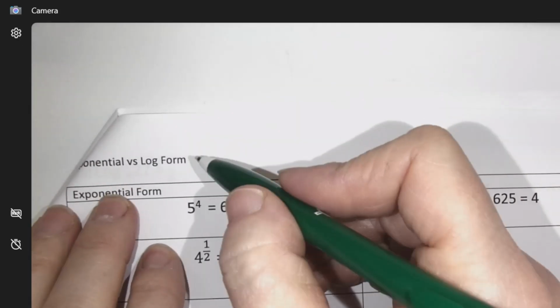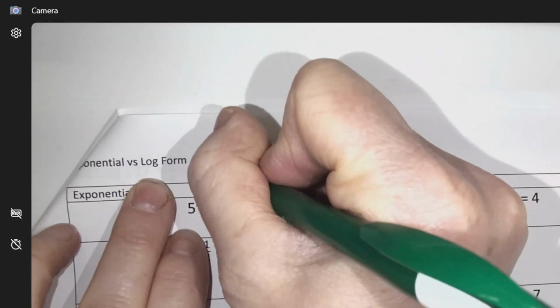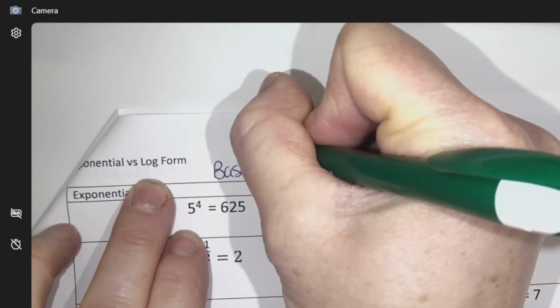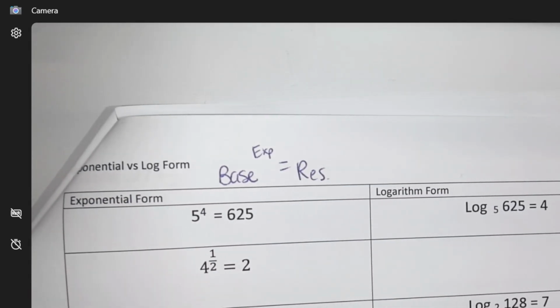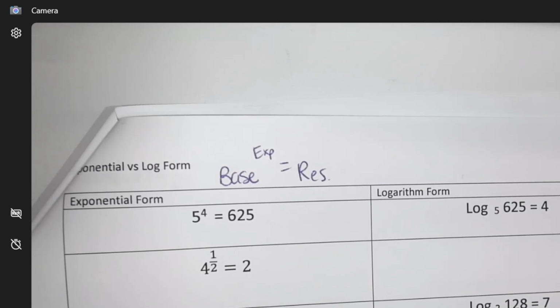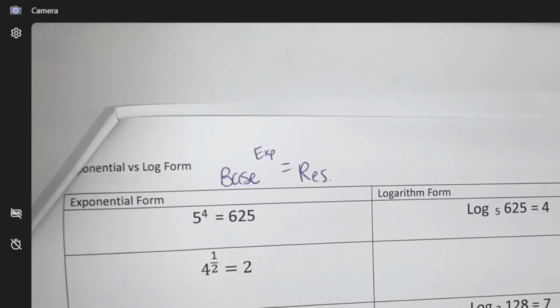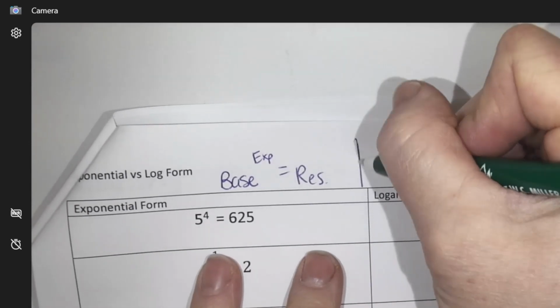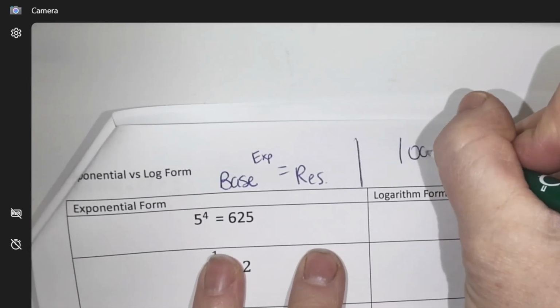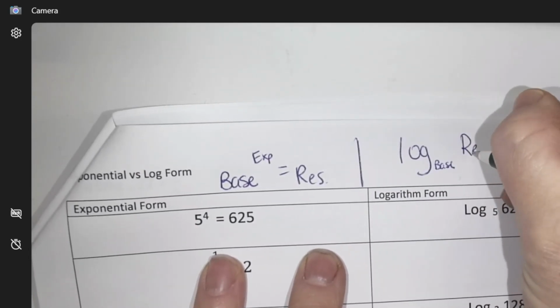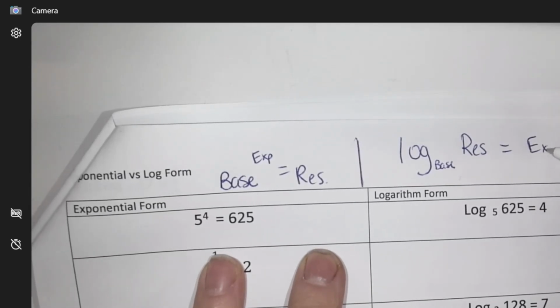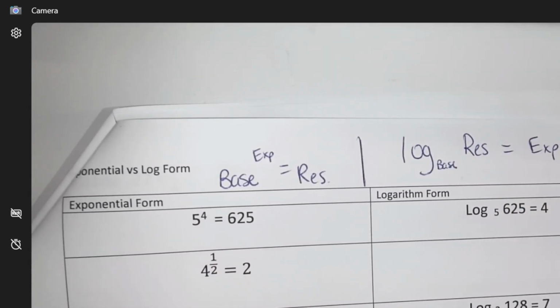Okay, so exponential form has a base, an exponent up top, and it would equal a result, right? That's how we've always functioned. Some kind of base to an exponent equals a result. So a log form would be the log of, remember your base, result, and then you now have to get the exponent. Thinking of that whole thing backwards.